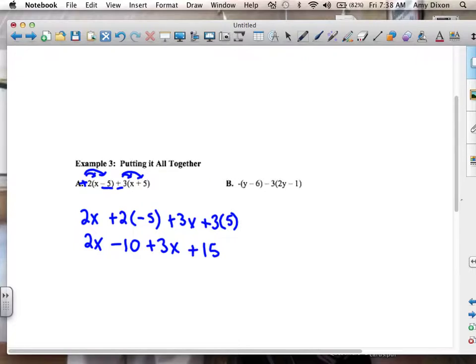Okay, so what I'm going to do is underline some like terms. We have a 2x and a 3x. Those are alike because they have the same variable term. Then we have our number terms, negative 10 and 15. Okay, so now we can go through and combine those. So we have a 2x and a 3x. That gives us a 5x. And then we have negative 10 plus 15. That gives us a plus 5 because they're different signs. So we take their difference. We get 5x plus 5.